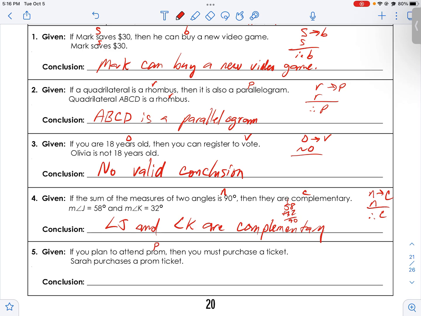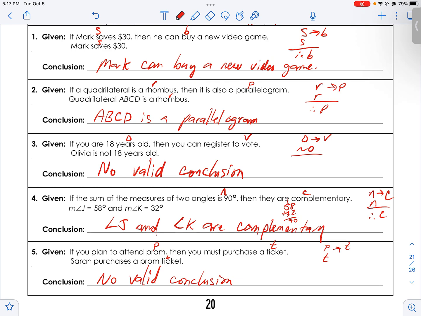If you plan to attend prom, P, then you must purchase a ticket, T. Sarah purchases a prom ticket, T. So if P, then T. T. You can't go against the arrow, so no valid conclusion. Maybe she bought it for someone else to go, not herself. So we don't know for sure.